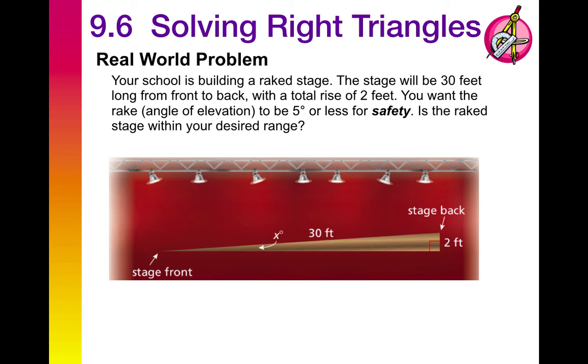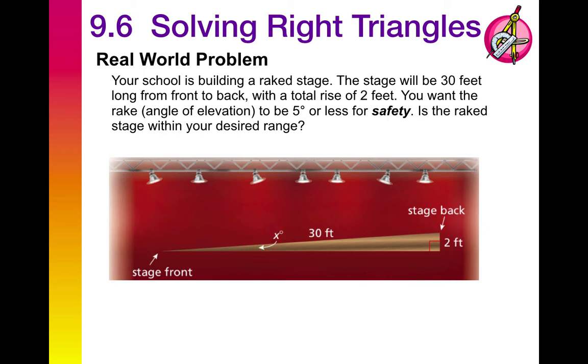Now let's look at a real-world problem. Let's say that we're in theater and we're creating this raked stage. So a raked stage is a stage that slants towards the front of the stage. And in this particular case, I have something that is going to be 30 feet on the hypotenuse, and I have 2 feet going up here, but I want to find out what this angle is here.